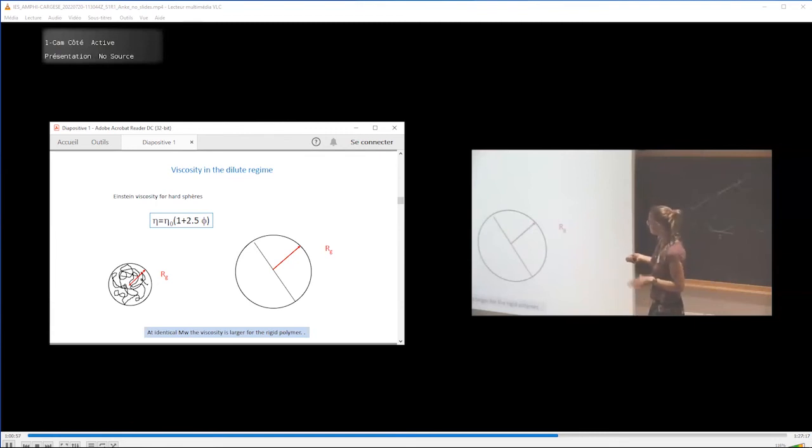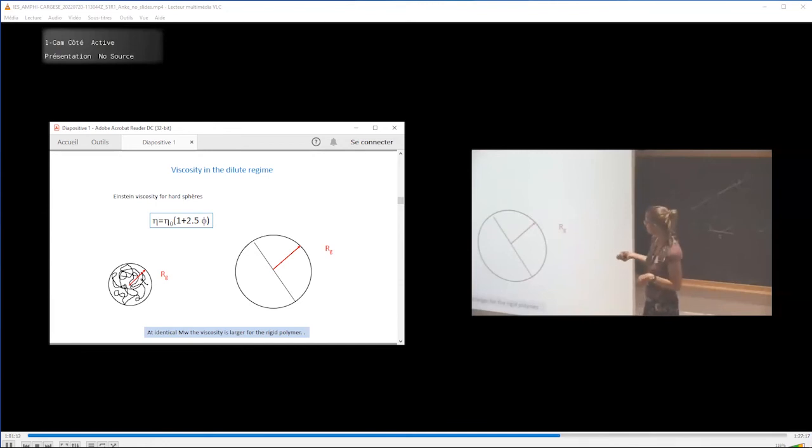So from this simple picture, we can actually understand that the flexible polymers will increase viscosity only very slightly, and that the rigid polymers will increase viscosity a lot. And this is also why they are called thickeners, and they are used a lot to add to fluids.